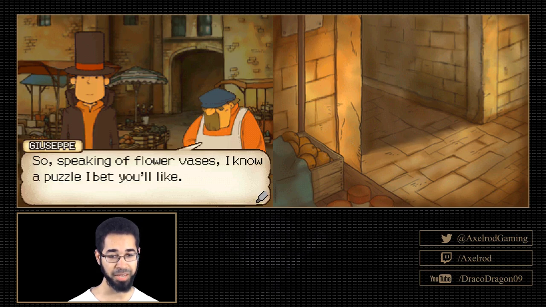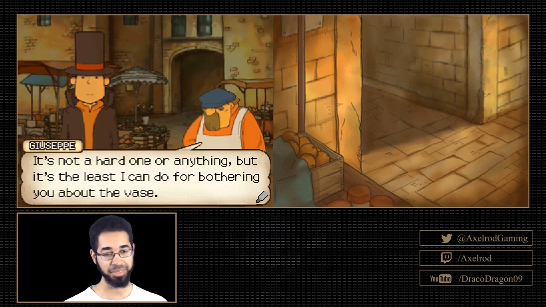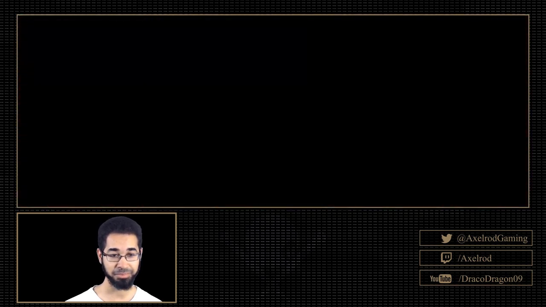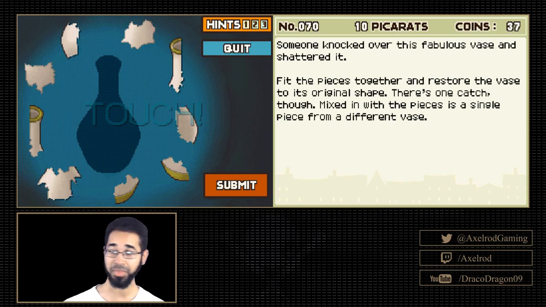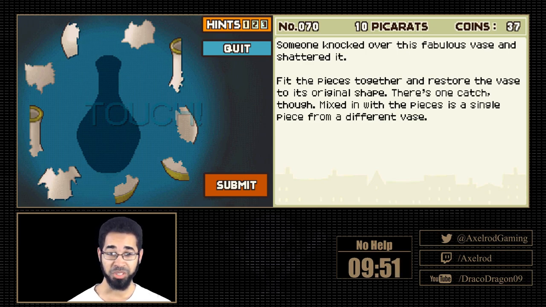So speaking of flower vases, I know a puzzle I'd bet you'd like. Not a hard one or anything, but it's the least I could do for bothering you about the vase. 10 pickerettes? 10 pickerettes. Okay. Someone knocked over this fabulous vase and shattered it. Fit the pieces together and restore the vase to its original shape. There's one catch, though. Mixed in with the pieces is a single piece different from the vase. What a jerk.